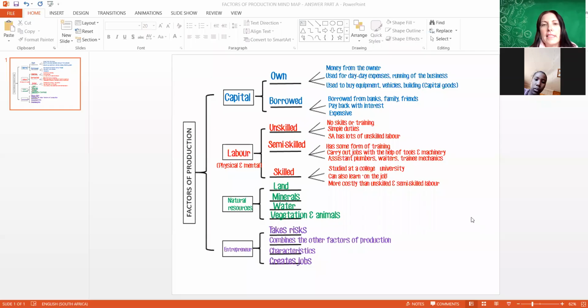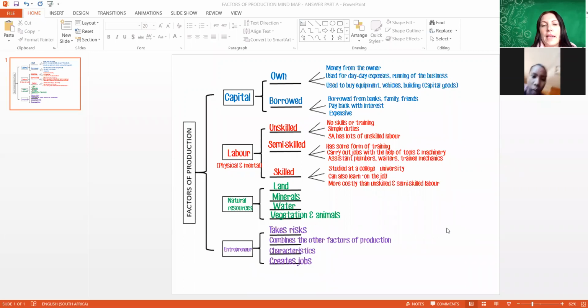Let's have a look at the brace map that you were supposed to complete, and then we can compare our notes. All right. I'm going to start there at the top. So I hope you can see that there. And let's have a look.